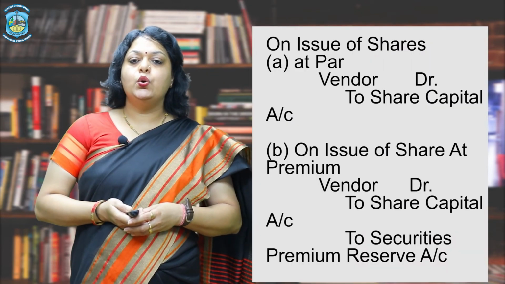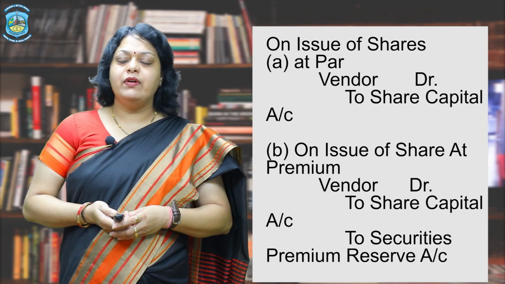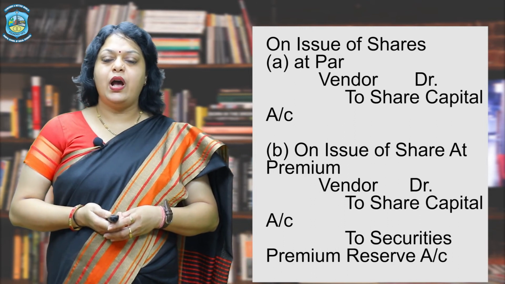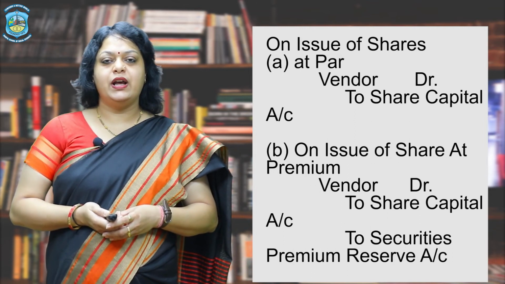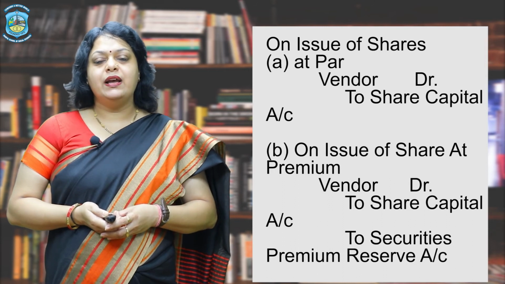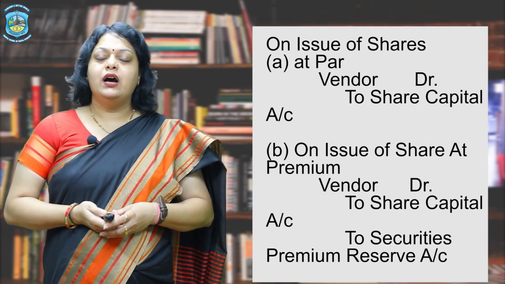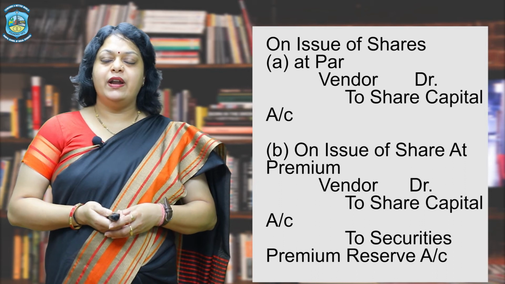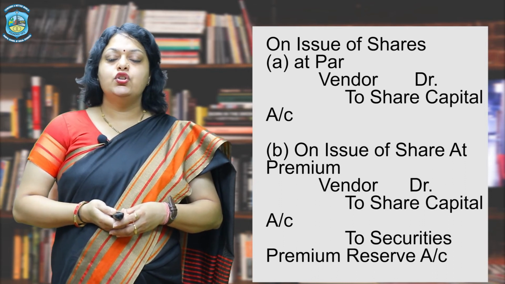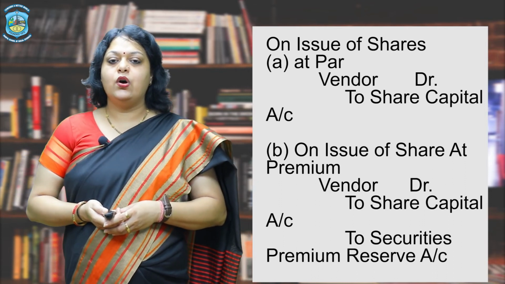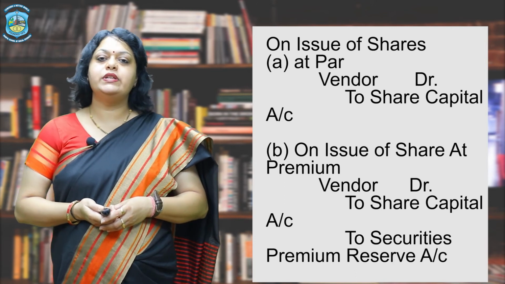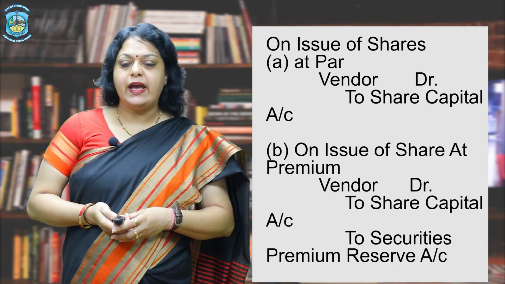So, when the company issues shares to the vendor, the receiver is the vendor. So, vendor account debit to share capital account, whatever the number of shares the company issues, the amount we have to write in the form of share capital account. In the same manner, sometimes the company may issue the shares to the vendor at a premium also. So, we have the entry vendor account debit to share capital account and securities premium reserve account.